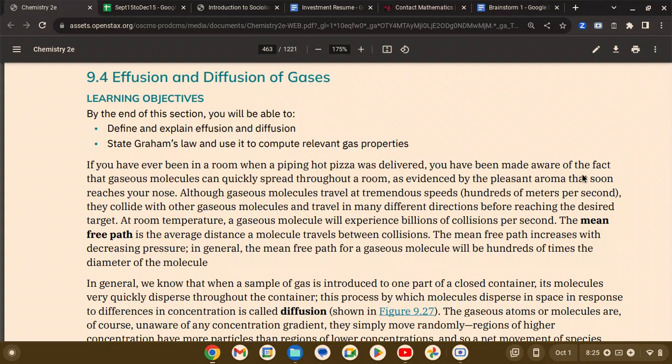At room temperature, a gaseous molecule will experience billions of collisions per second. The mean free path is the average distance a molecule travels between collisions. The mean free path increases with decreasing pressure. In general, the mean free path for a gaseous molecule will be hundreds of times the diameter of the molecule.